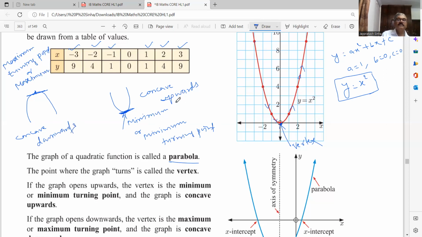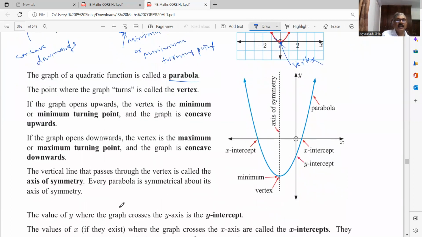Okay. So this is the shape. And the vertical line that passes through the vertex, this dotted line, is called the axis of symmetry. So this is the axis of symmetry. And because this parabola is opening upward, it is concave upward, so the vertex gives the minimum.